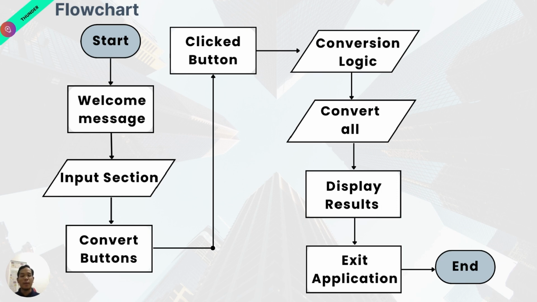If the user wants to convert the number from base 2 or else to all other bases, they can click the convert all button and it will convert the number. And then it displays the result of the converted number, where the user can see the result, and then the user can exit the application by clicking the exit button and the program will end. That's all my explanation for the flowchart of our programs. Thank you.